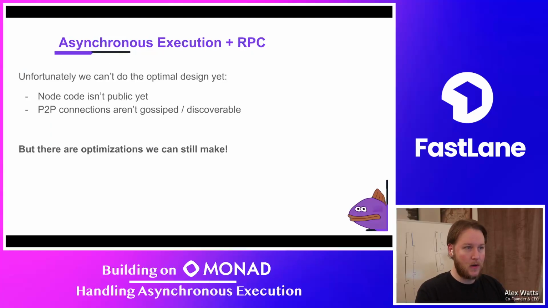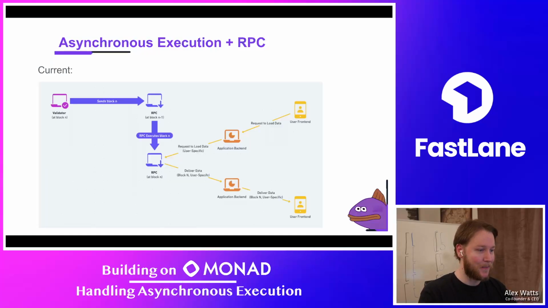It's because the node code is not yet public for any team. And more importantly, with the Monad network, P2P connections are not yet gossiped or otherwise discoverable. And so if you want to run a full node, everything has to be directly hard coded in. You have to be working with validators. And by the way, thank you to the validators who have actually added our full nodes downstream of their own validators. But there are still optimizations we can make.